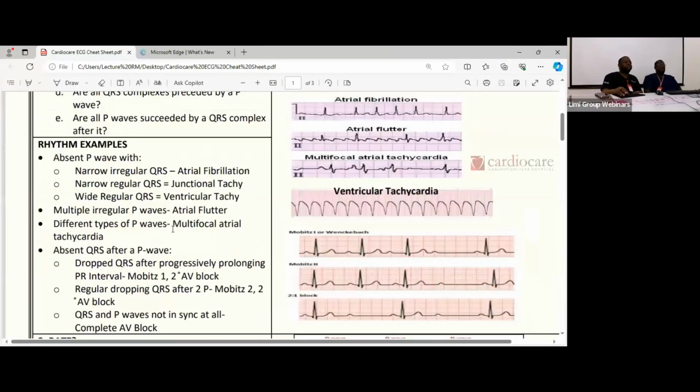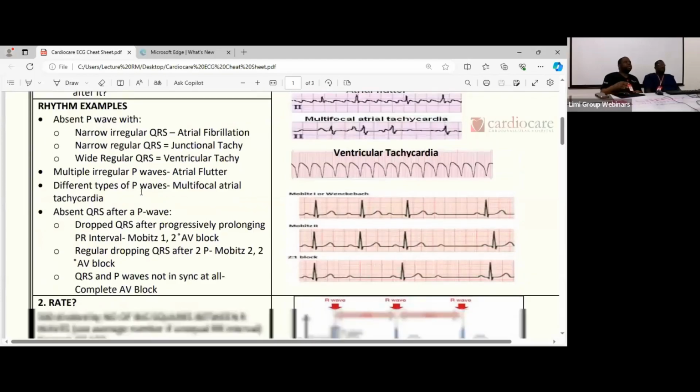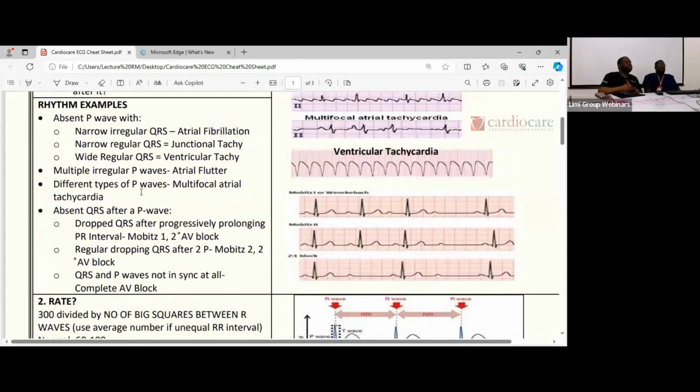We're saying different types of P waves, we call it multifocal atrial tachycardia. Now, when there's an absent QRS after a P wave, remember we showed the atrial flutter that had an absent QRS, so it's a type of heart block, really. So we will now say whether it is first, second, or third degree. In first degree AV block, what we just say is that the PR is lengthened. So in first degree AV block, PR is just prolonged. Nothing to worry about. By the time you get to Mobitz 1, second degree AV block, what you have is a progressively prolonging PR interval before the QRS gets dropped.